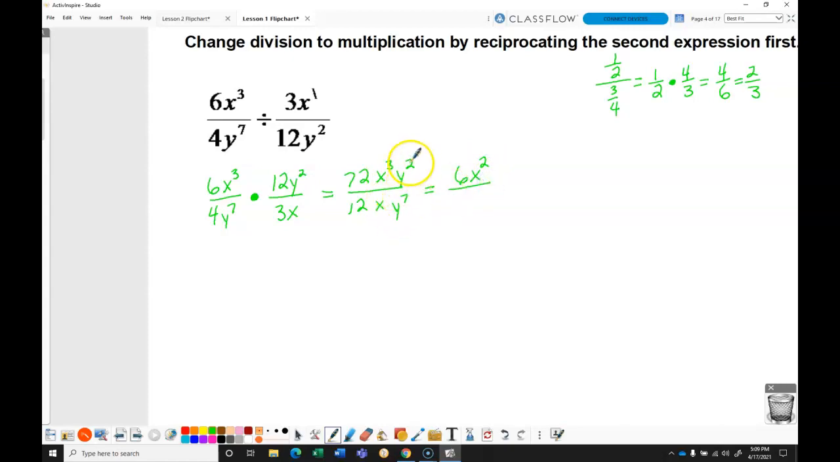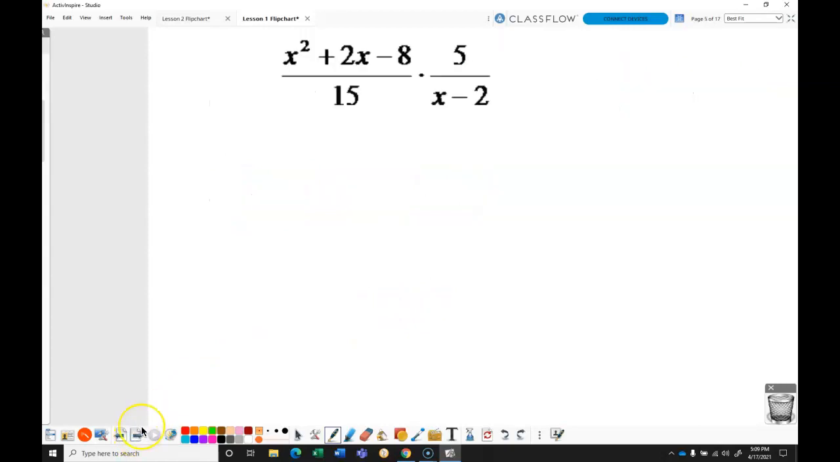And I'm going to do 7 and 2. So that's going to give me a y to the 5th on bottom. Okay. So let's see what we got. Let's try a multiplication problem. We'll try a division problem.